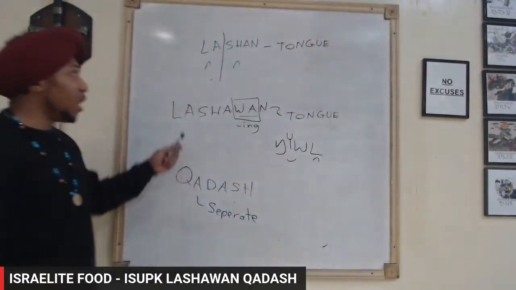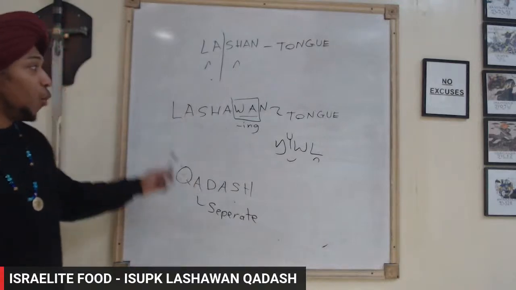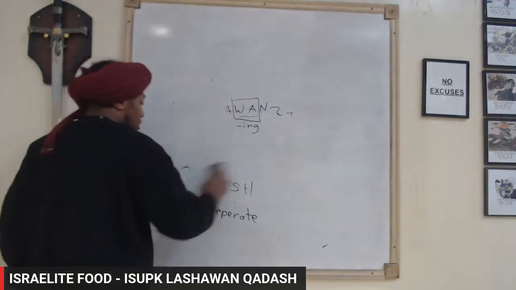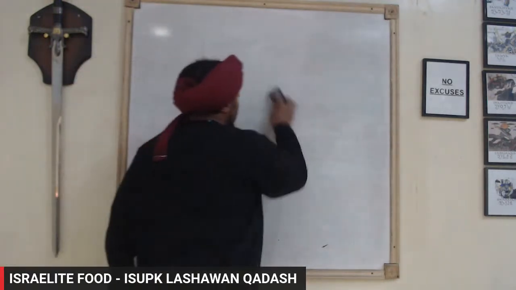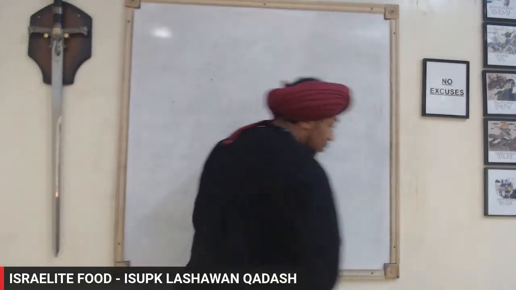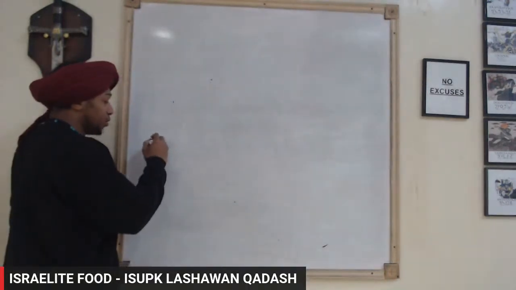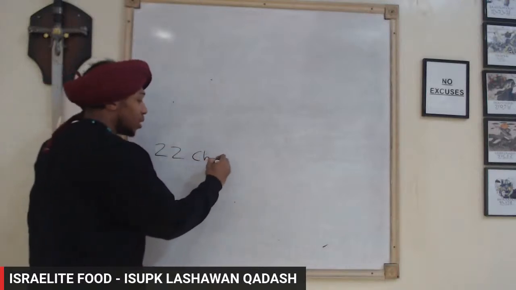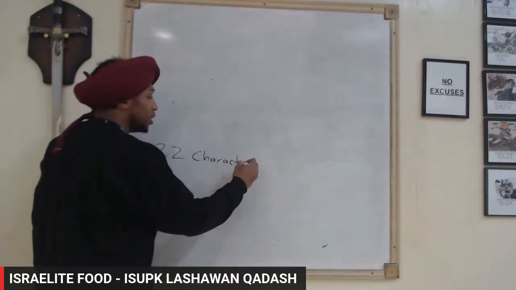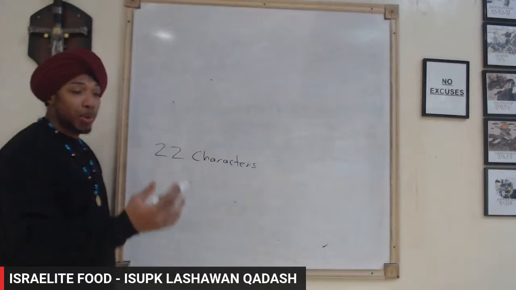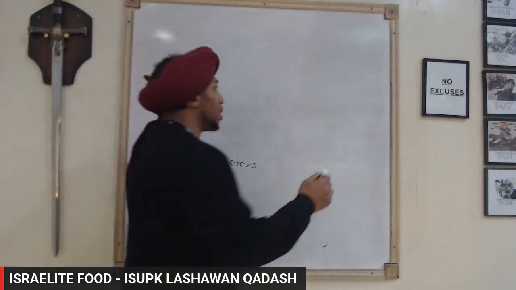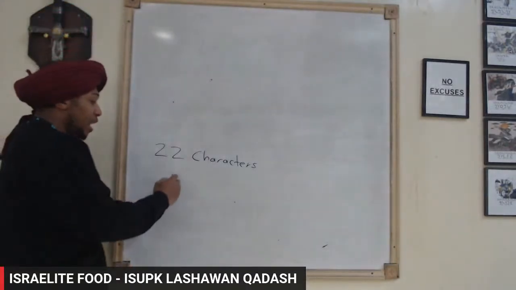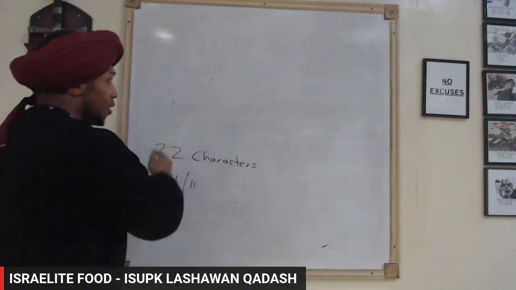Okay, so we got the whole idea of Lashawan Qadash, how it's formed, right? Good. Okay. So now, of course, the Hebrew alphabet, what Jahim was asking about. Hebrew has 22 characters. We don't call them letters because these are not letters. These are characters because they represent a thing, which is what Jahim was asking about. So we're going to start at the top. We got 22. Half of 22 is 11 and 11. So I'm going to put 11 over here, put 11 over here.